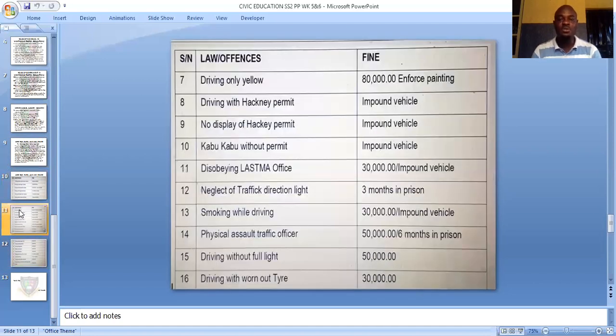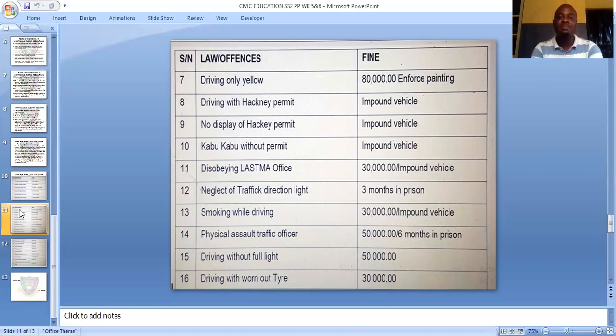Number 7, driving only yellow. That is talking about those public buses. You know, it's not only yellow, it's yellow and black and some other colors. So such will pay an 80,000 naira fine for that enforced painting.